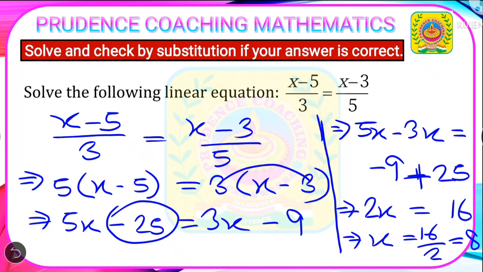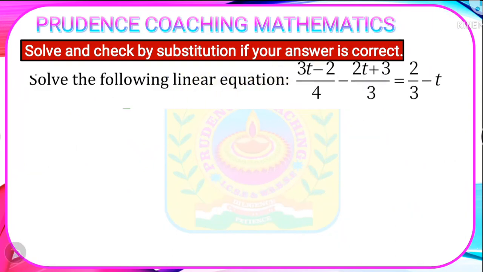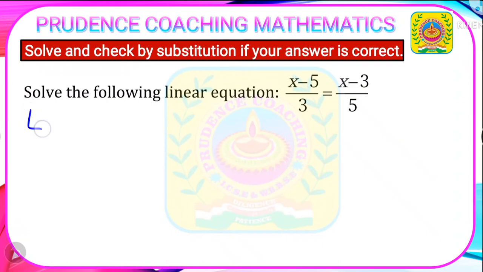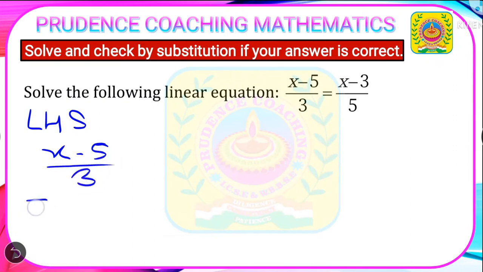Now you need to verify whether you have done it correctly or not. So you need to substitute the value of x, that is 8, in the equation. First we will start with the LHS. So let's start with LHS. So on the left hand side we have x minus 5 by 3. So here the value of x is 8. So you will write 8 minus 5 by 3.